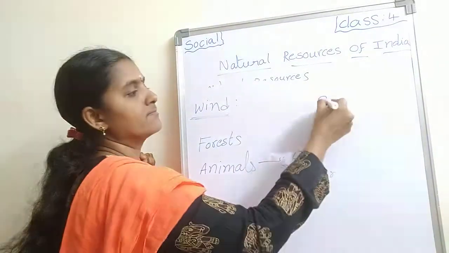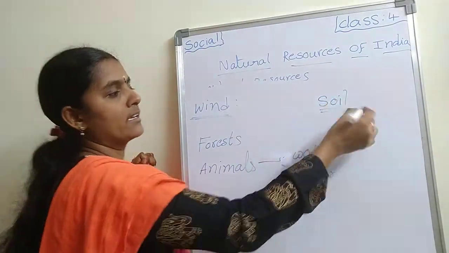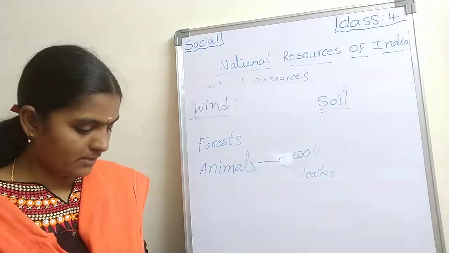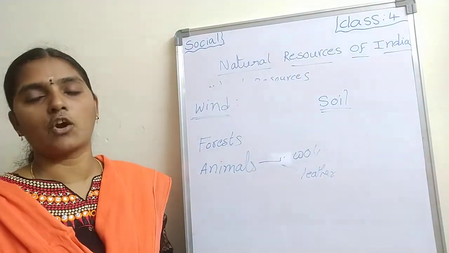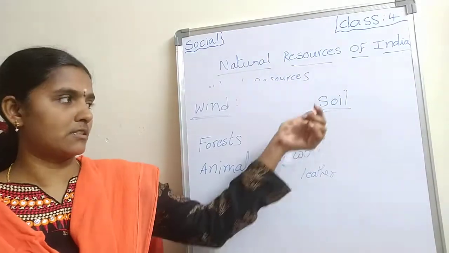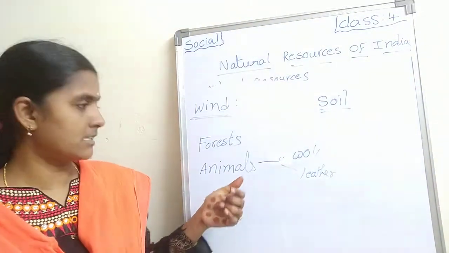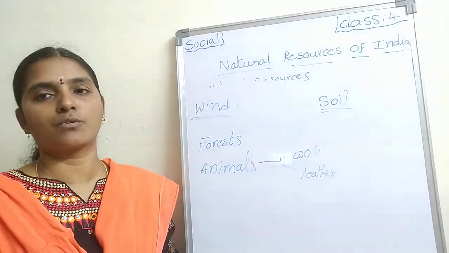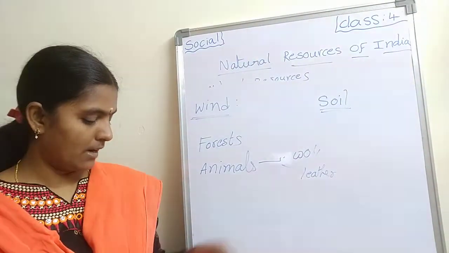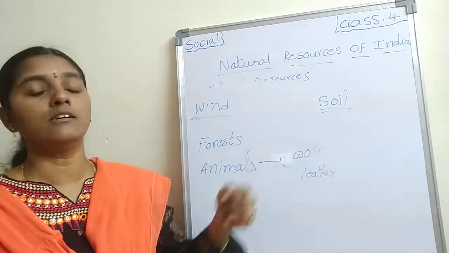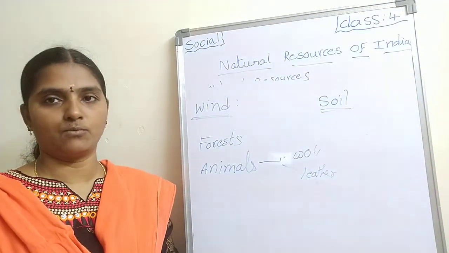Next, soil, which forms the top layer of the earth. Soil is essential for plants to grow and live.